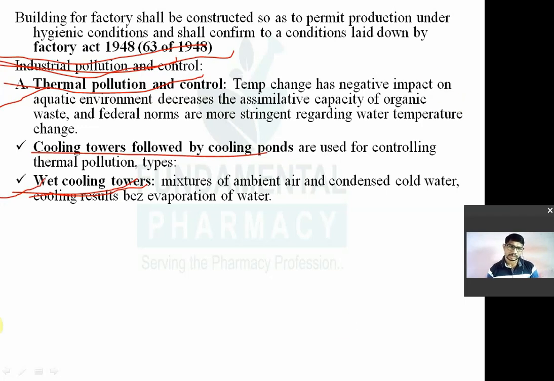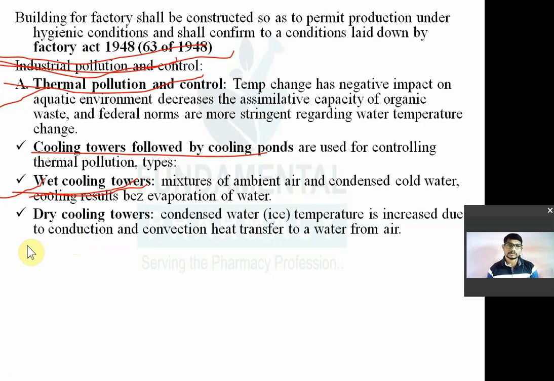इसके ऊपर एक क्वेश्चन था, मैच द फॉलोइंग टाइप का. Different types of cooling towers and their descriptions: wet cooling towers, mixture of your ice or cold water plus air. So cooling results because of the evaporation of water. When hot air or environmental air comes in contact with this cooling tower, your ice will be melted by utilizing the heat of the environment. That is a wet cooling tower.